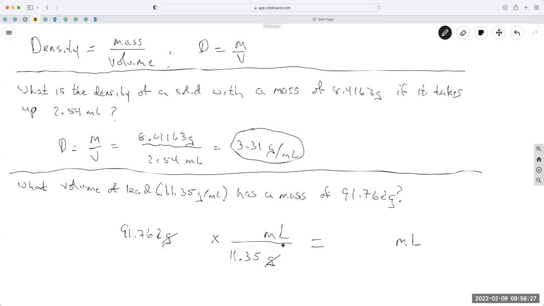How many sig figs should I get? Two or three? Which one? Or four. Should you get four? Four. Very good. Right? 11.35 has four. So I'm going to have 8.085 milliliters.